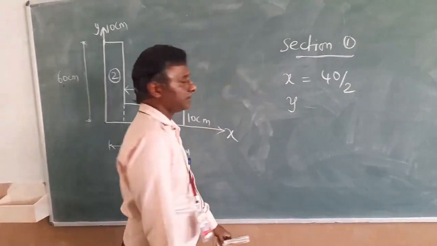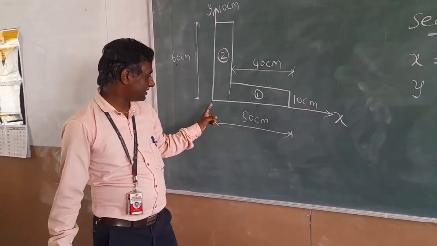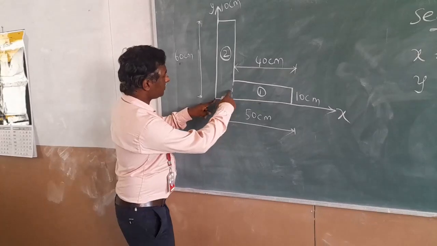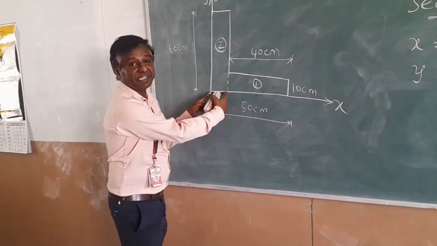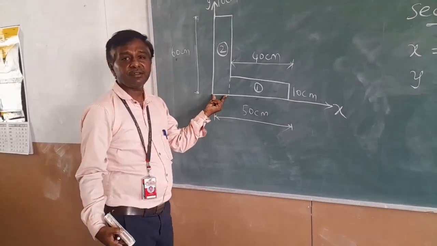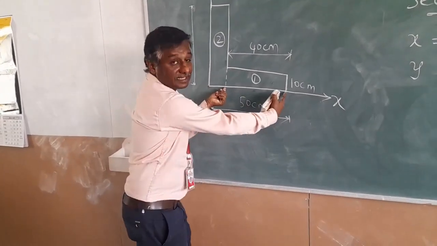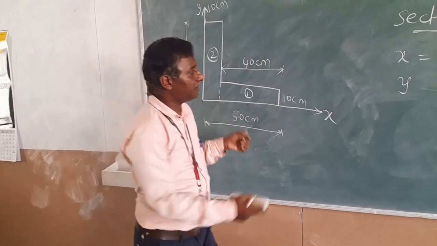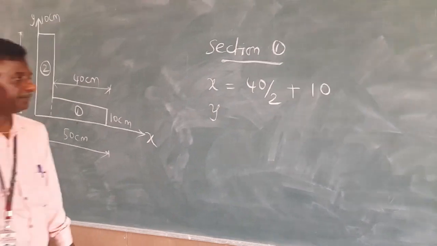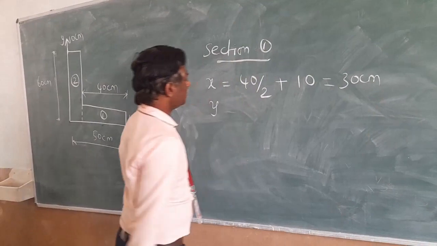40 by 2. Is that okay? No, because I am going to measure the 40 by 2 from this point. This rectangle starts from this value, so this is the empty gap. So this distance also has to be taken into account. This is also 10 centimeters, plus this half of the horizontal. So it is 40 by 2 plus this 10 centimeter to be added. So that is 20 plus 10, 30 centimeter.